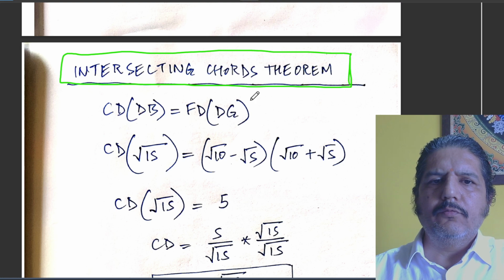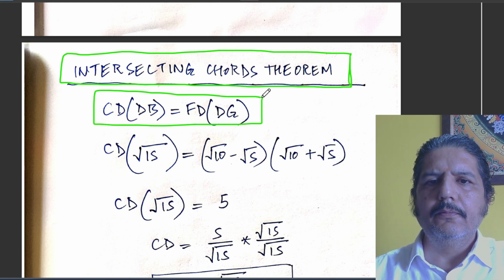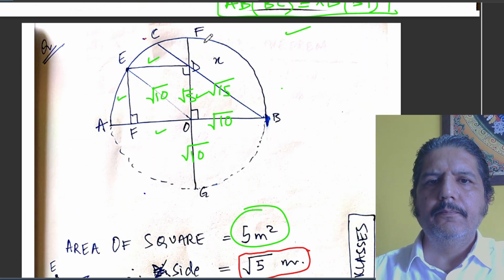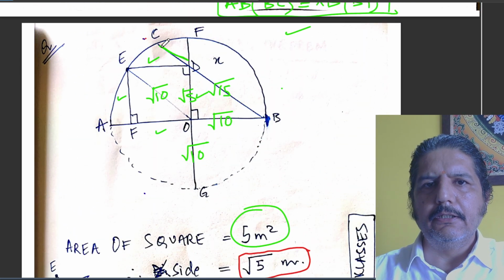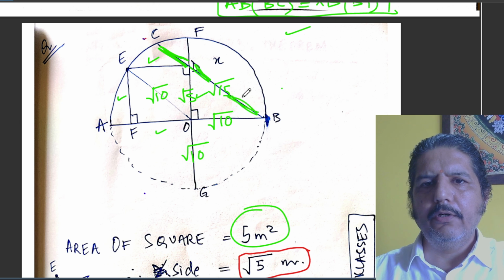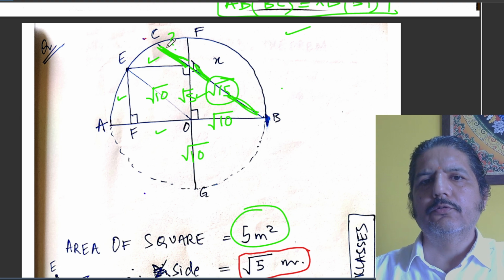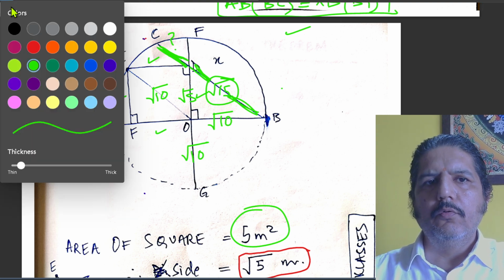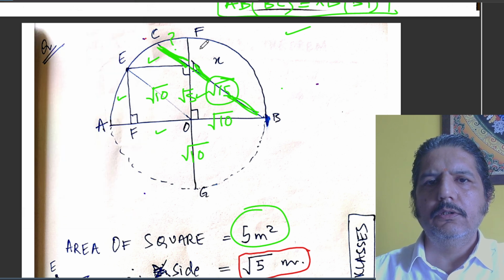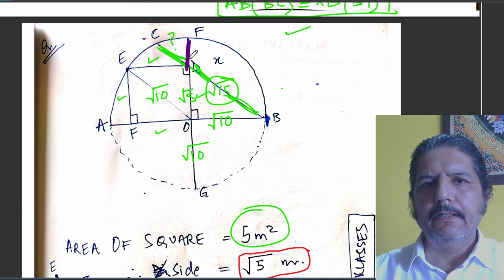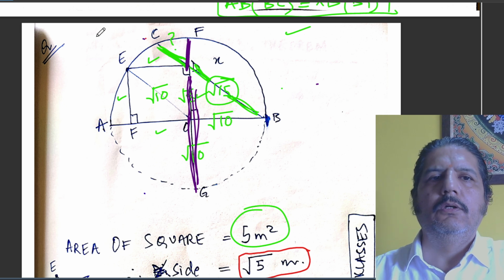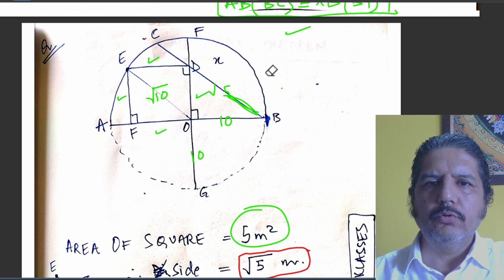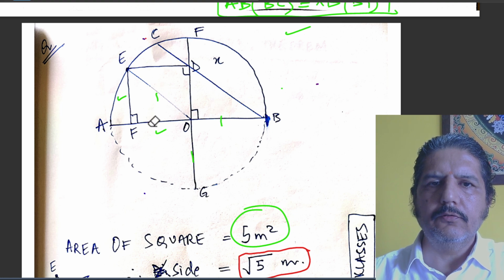Okay, once we have this, then this is what we get, that CD into DB. Let me show it to you. CD, this part CD, because this is now the unknown part. So CD into DB. This DB part we have calculated to be root 15. Now this is the only part that we need to consider. So CD into DB would be equal to this FD into DG. I'll clean it and then I'll show you again so that you understand this well.